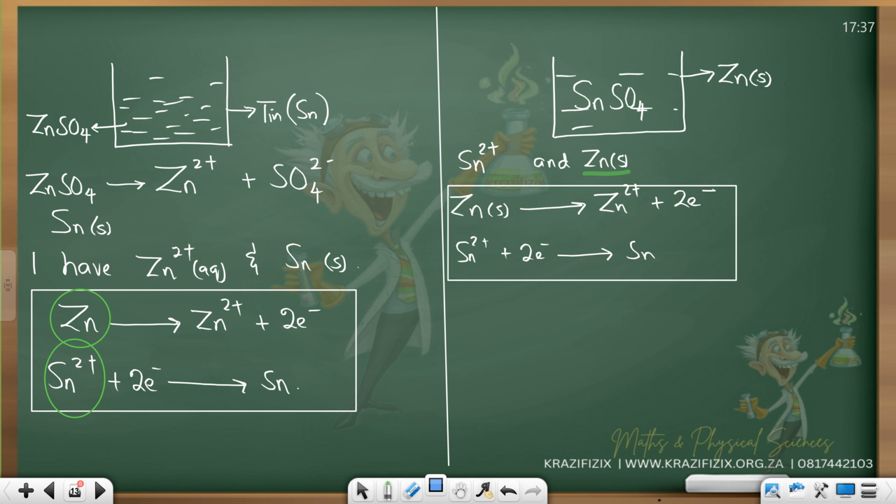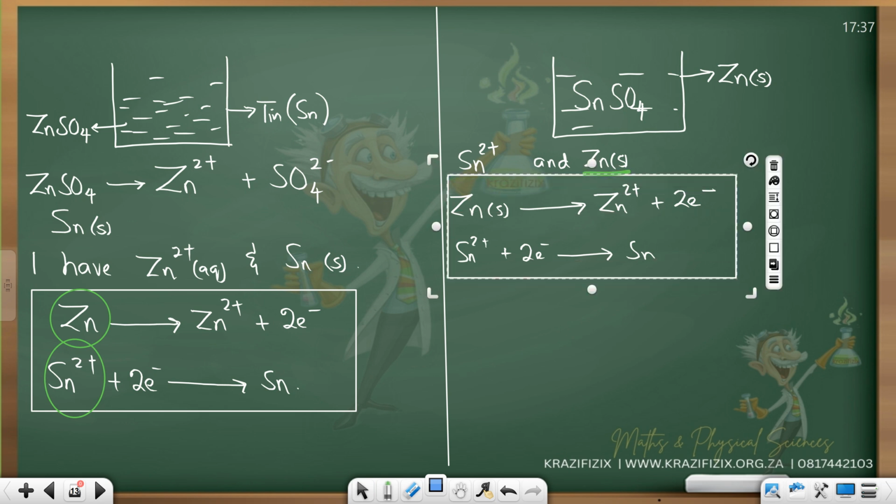According to my reaction, anytime I have zinc and tin, that is what will happen based on our table. Wherever I have zinc, it must be oxidized to zinc 2 plus, because this we got from the table. And Sn2 plus will be reduced to what? Now check. Look at your left hand side. What do you have? Zinc and Sn2 plus. That's exactly what you have here.